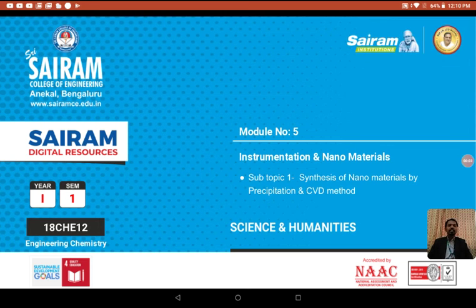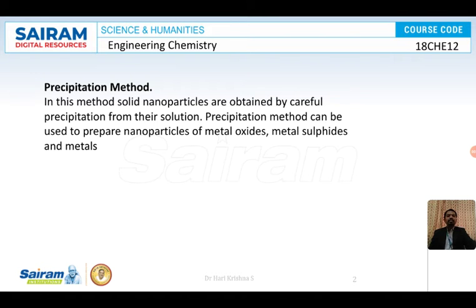In the previous discussion, we discussed the synthesis of nanomaterials or nanoparticles using the sol-gel method. It's a very simple 5-step method, right? So today we're going to see how to synthesize nanomaterials by the precipitation method or the chemical vapor condensation method. So, to start with, the precipitation method.